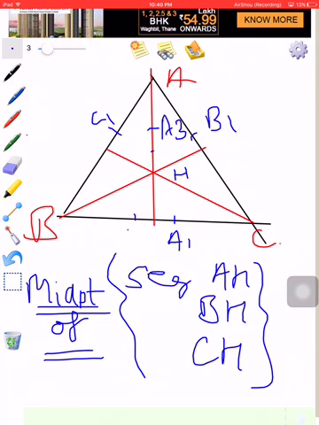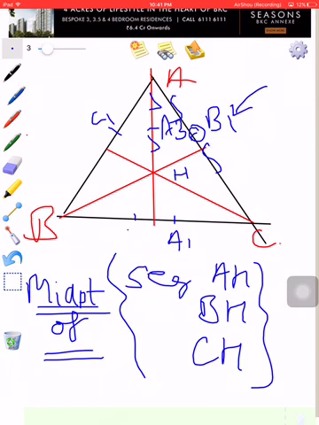I'll just mark that: this is congruent to this. What else do I know? AB1 is equal to B1C. We know that, right? Because B1 is actually the midpoint. This point here, B1.